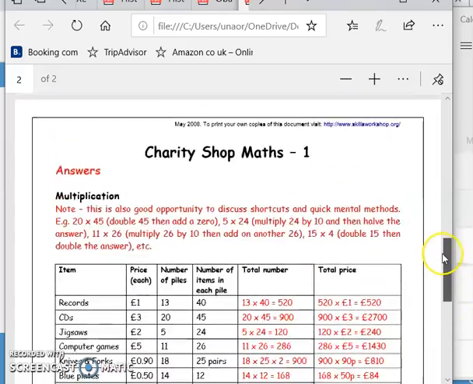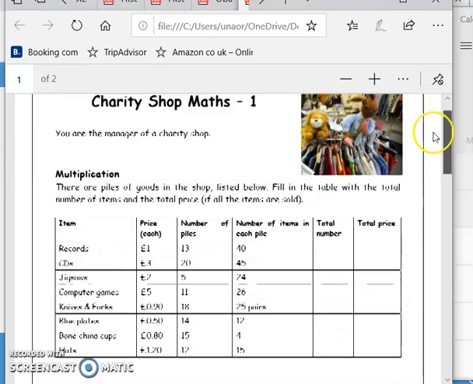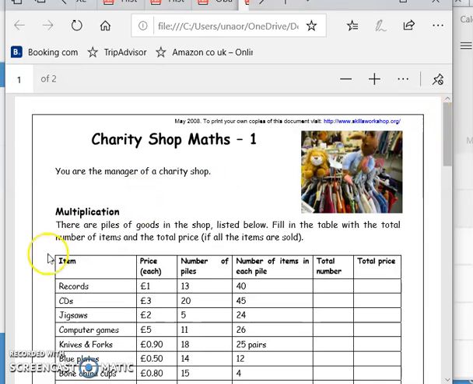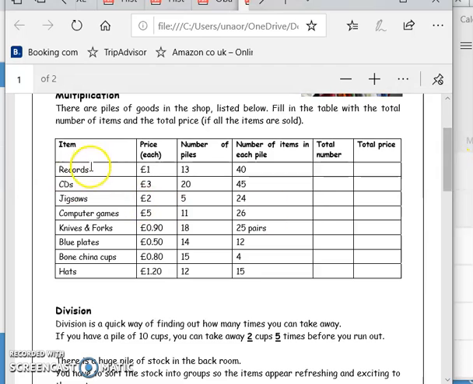I think the multiplication is reasonably straightforward, but we'll just run through it. So it tells you here on multiplication, well, first of all, it tells you you're the manager of a charity shop. So for the multiplication part, there are piles of goods in the shop listed below. Fill in the table with the total number of items and the total price if all the items are sold. Okay, so here you go. Here we have records, CDs, jigsaws, and so on.